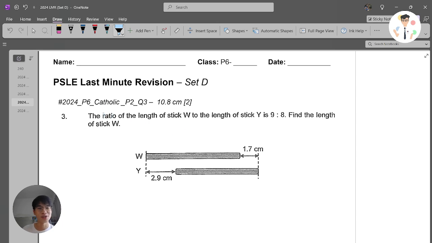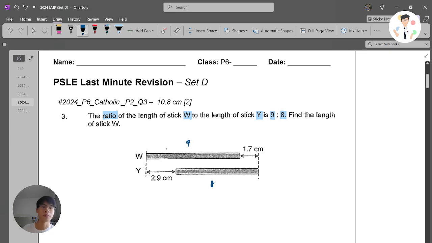Now, here it says that the ratio of the length of stick W to Y is 9 to 8. So this W is in the ratio of 9 and here is in the ratio of 8. But I would like to write 9 units and this one as 8 units. And now we are supposed to find the length of the stick W.